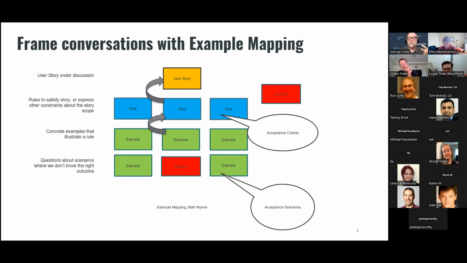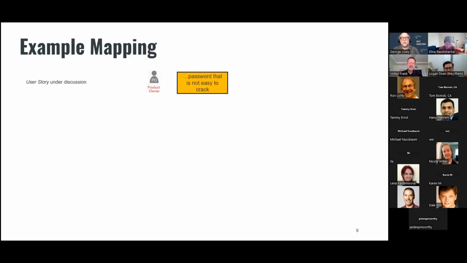Let's say that there's something that's unclear about it, and maybe the person who's representing the business, or maybe there is a technical question that needs to be asked and probed, a little bit of analysis needs to happen. You might record those in these red or pink stickies for questions. Most of what you're going to see here are in the blue and the green, the rules and the examples. Again, the rules are your acceptance criteria and the greens are your acceptance scenarios. An example of this would look a lot like this.